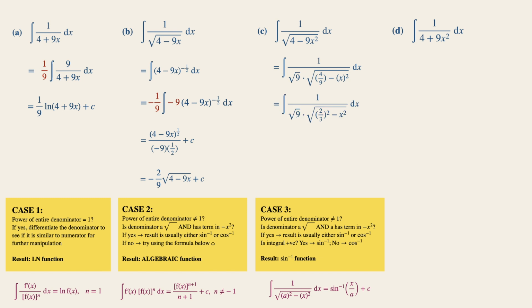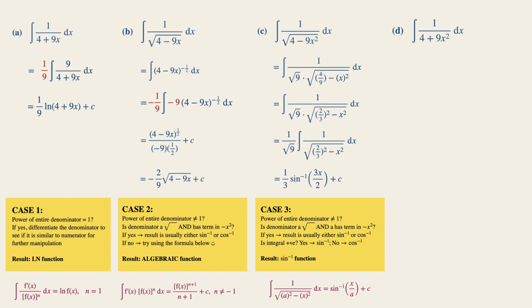Next, all we have to do is to extract 1 over root 9 from this integral, and we are very close to the final answer. Now remember to take the reciprocal of 2 over 3, which is 3 over 2. Now this will give us 1 over 3 sine inverse 3 over 2 x plus c.